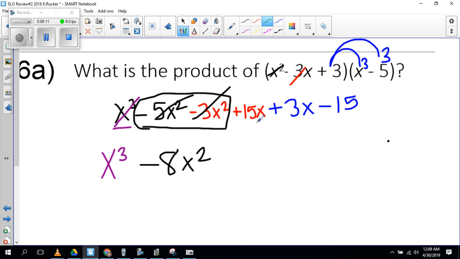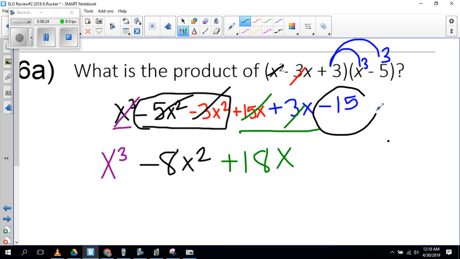The next one, 15 plus 3, that gives me 18x. I'm marking it out because I'm done with those two. And then my last one, negative 15 doesn't have anybody, so he comes down. So pause the video and complete the other problems.